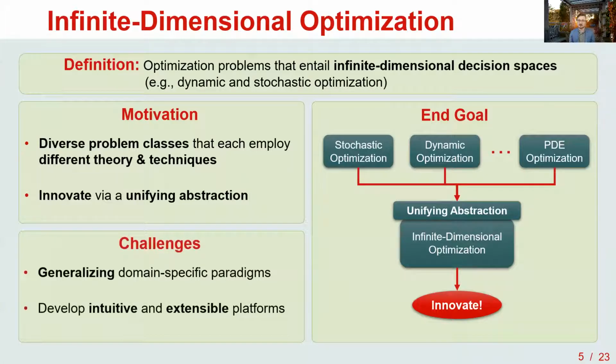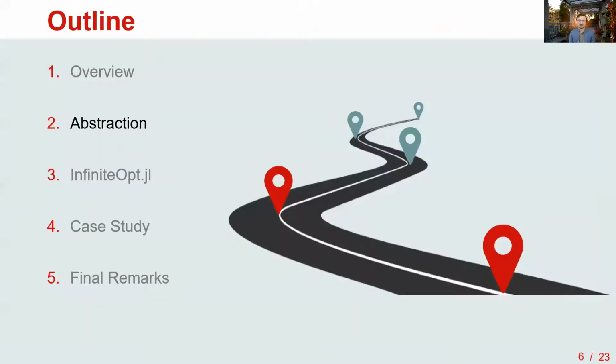And the challenges that come from doing this, of course, would pertain to trying to generalize out of very specific things, such as, for example, what does a chance constraint look like in the time domain? And developing a platform that's very easy to use, but also robust enough to be used in cutting-edge research. So then this leads us to the abstraction that makes this all possible.